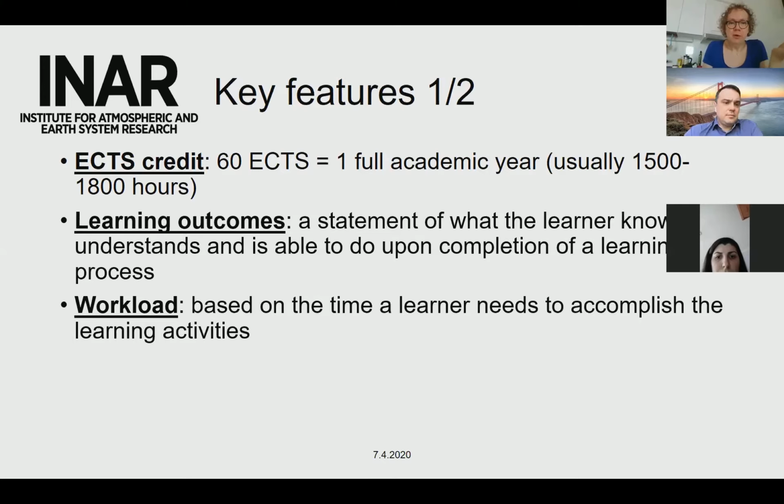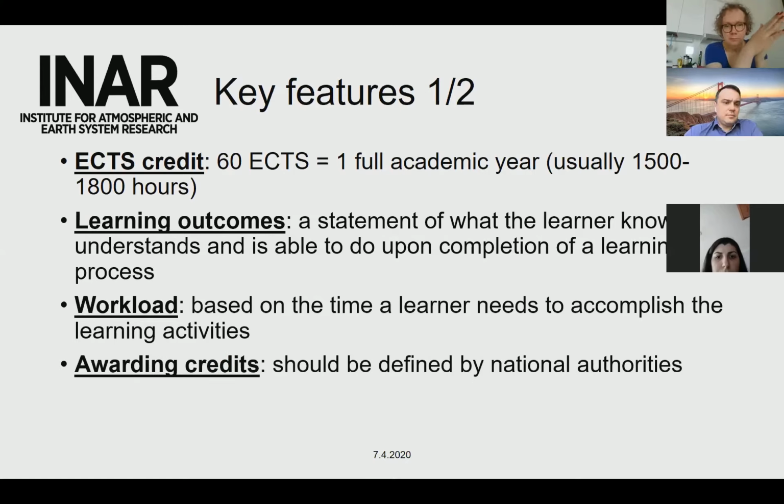As I said, ECTS credit is based on workload, so it's based on the time that a learner needs to accomplish the learning activities related to each learning component. How to award the credits should, according to ECTS, be defined by national authorities. This is also to make it transparent, and then kind of equal throughout each country, so that there's not much local variation.